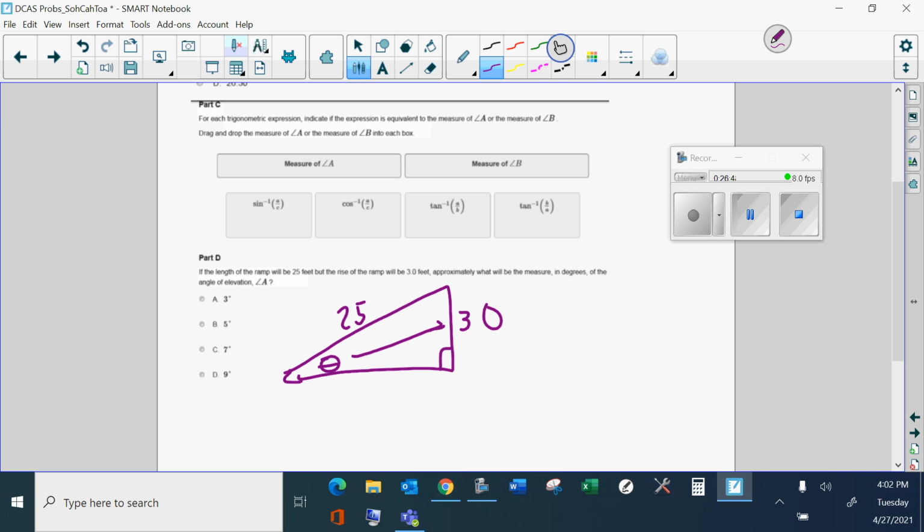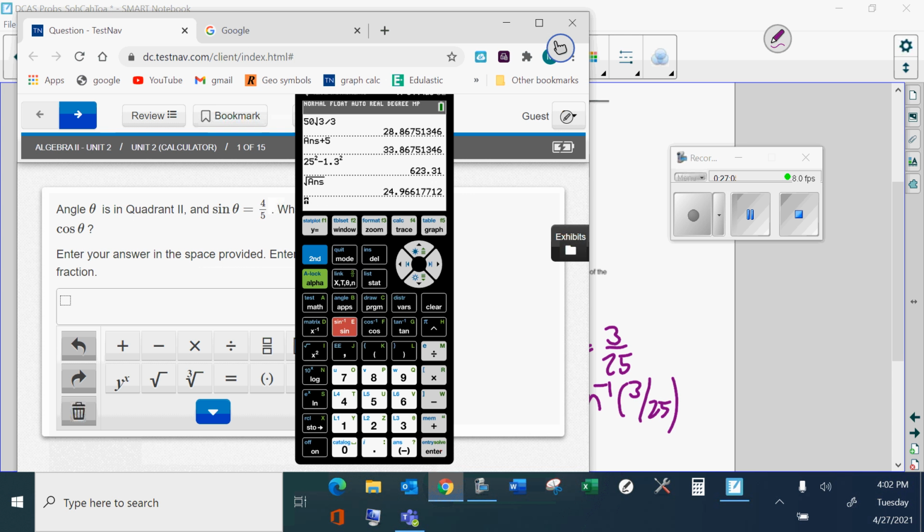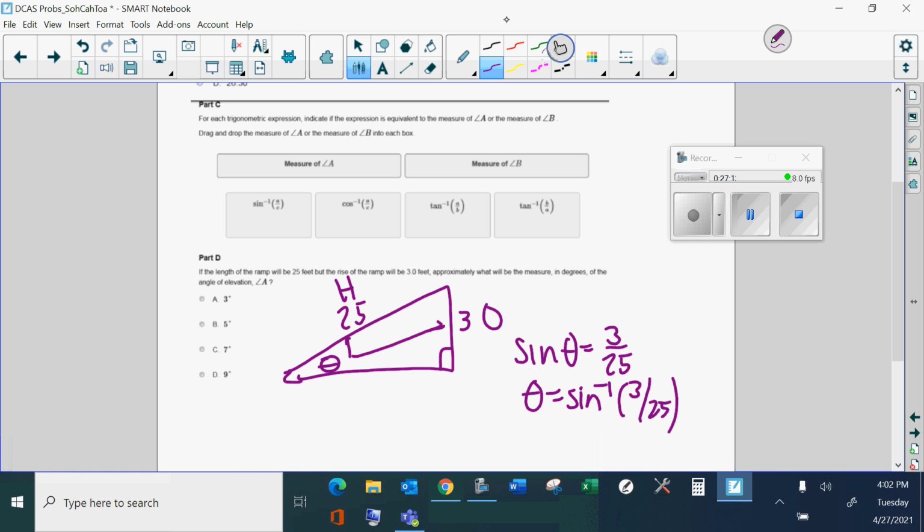Opposite over hypotenuse, sine of theta equals 3 over 25. Solve for theta, that gives me inverse sine on both sides, 3/25. Plug it in the graphing calculator, inverse sine of 3 divided by 25. 6.9, which is 7 right there.